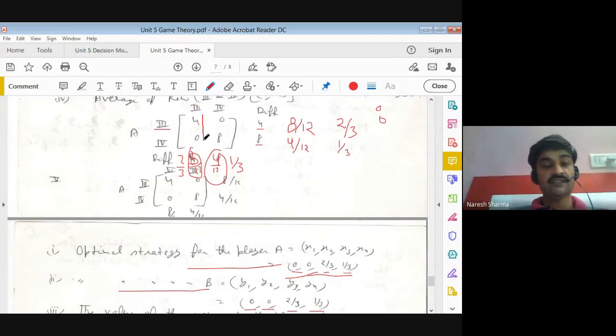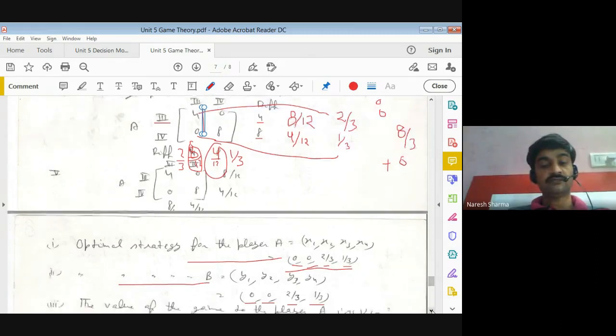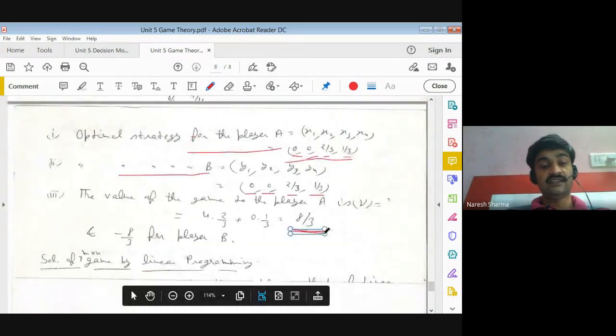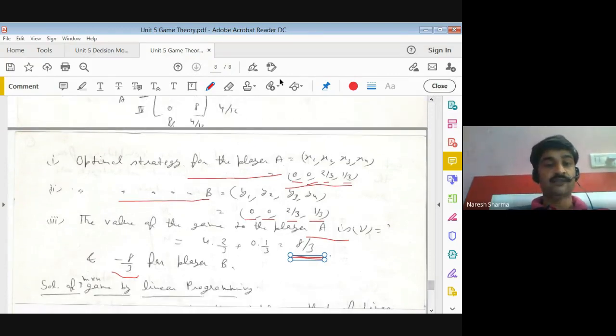So we can multiply this first column with this probability, that is 4 into 2 by 3 and 0 into 1 by 3, and we can add these two. So 4 into 2 by 3 is 8 by 3 and plus 0 into 1 by 3 is 0. So that is 8 by 3 only. That is 8 by 3 we get. So this is the value of the game for player A. For player B, the value is the same, but it should be shown with a negative sign. So the value of the game for player B is minus 8 by 3.